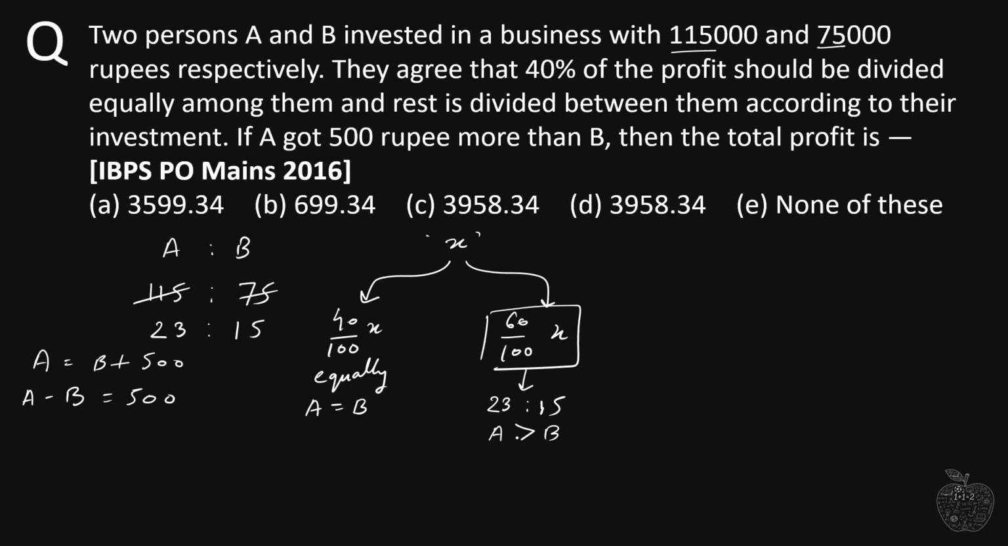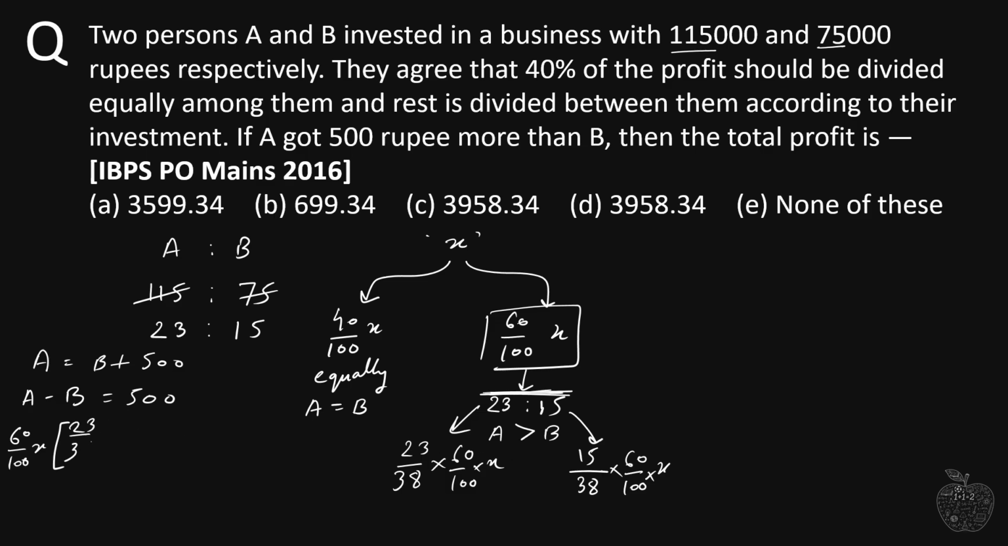Let's substitute the values of A and B here. A got 23 parts out of the total 38 parts, 23 plus 15, of this 60% of X. And B got 15 parts out of the total 38 parts of the 60% of X. So let's substitute these values and take 60% of X common. We are left with 23 by 38 minus 15 by 38, which is equal to 500.